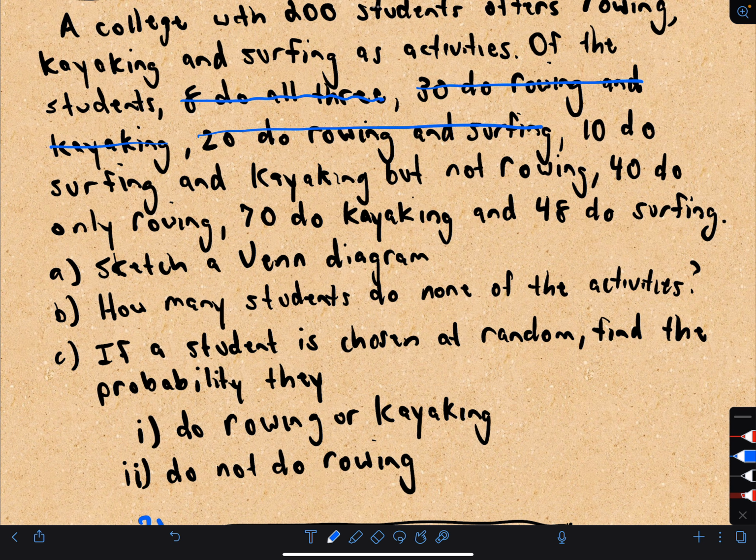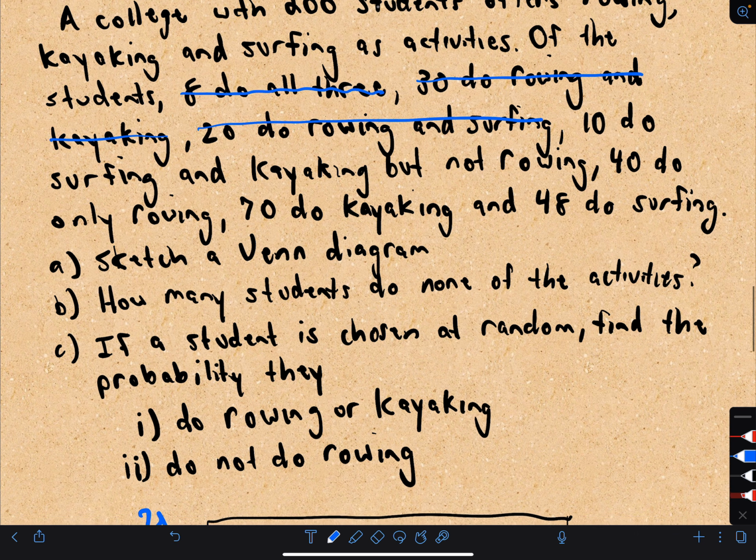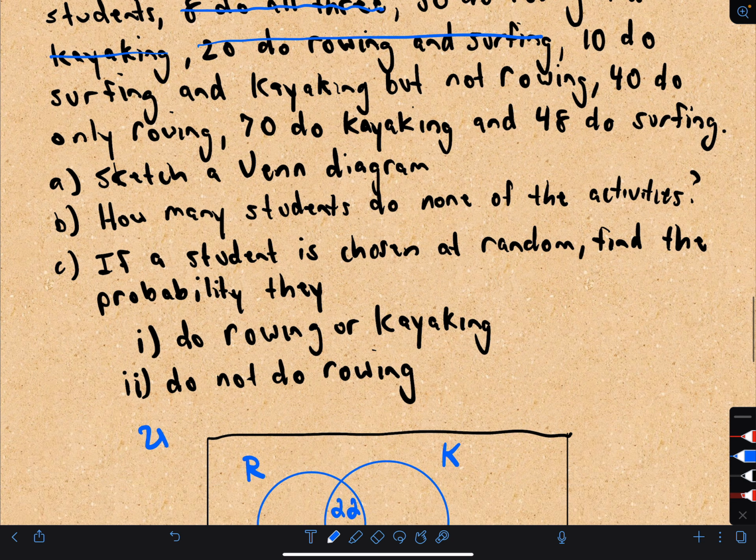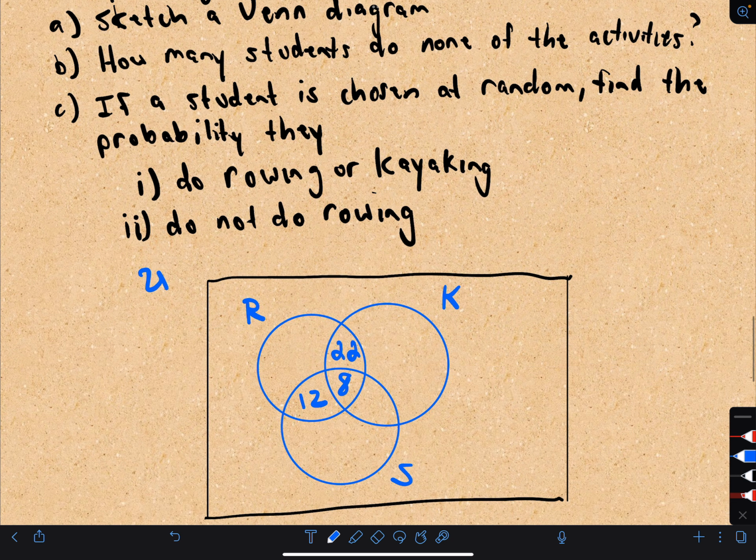Let's see, it says 10 do surfing and kayaking, but not rowing. So that means that I have to be in the S circle, the K circle, but not the R circle. Well, if I want to be in the S circle, the K circle, but not the R circle, I think that little portion right there would do it for us.